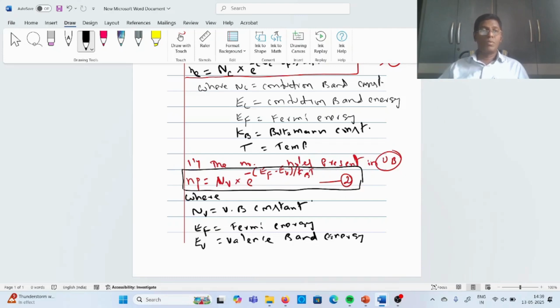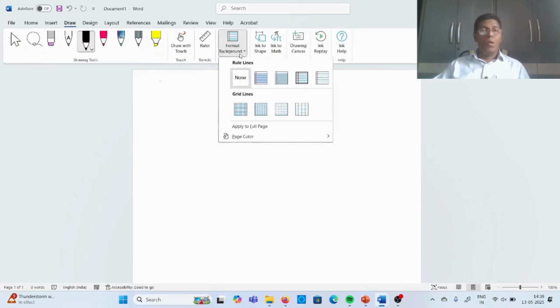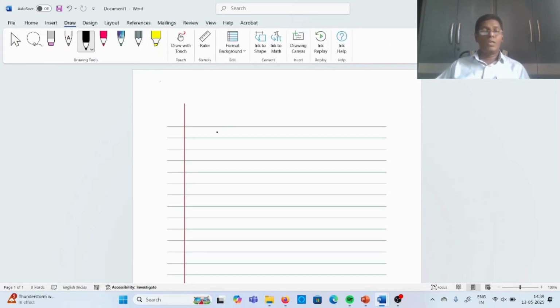Now we are going to discuss the density, or concentration, of electrons and holes in the intrinsic semiconductor. For this reason, in an intrinsic semiconductor we always know that the number of electrons is equal to the number of holes.